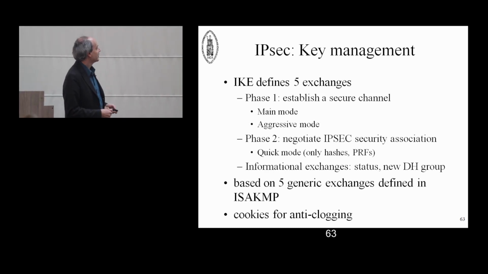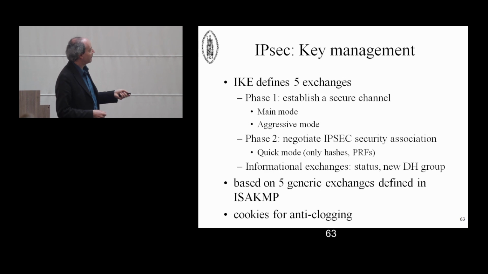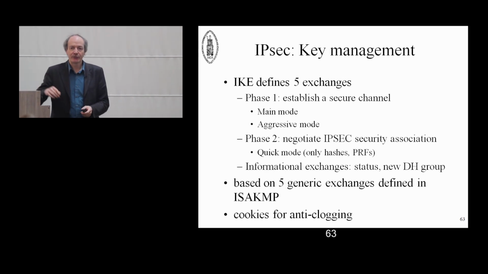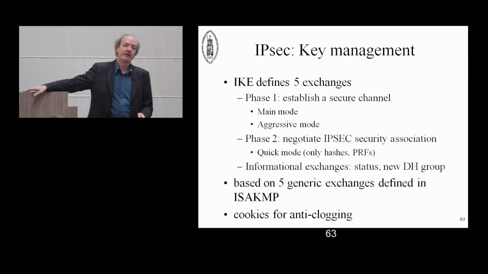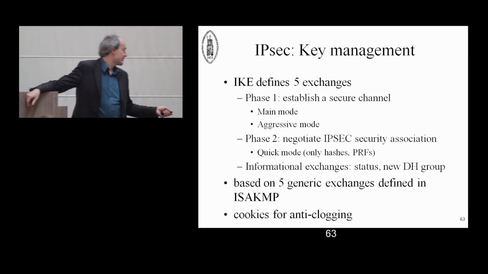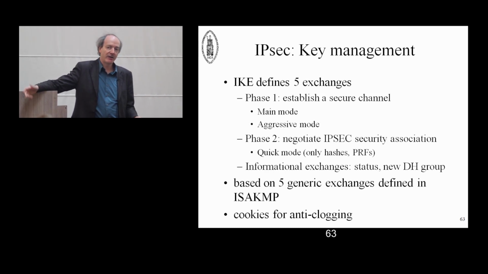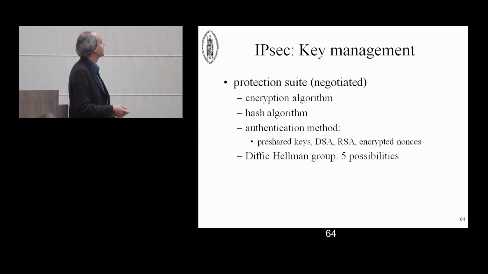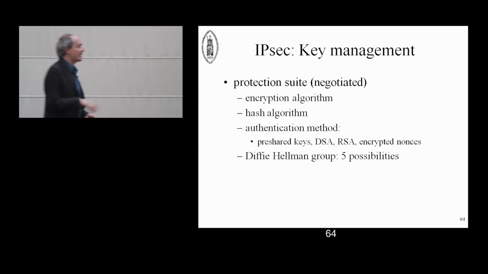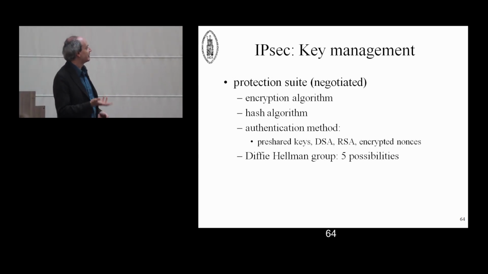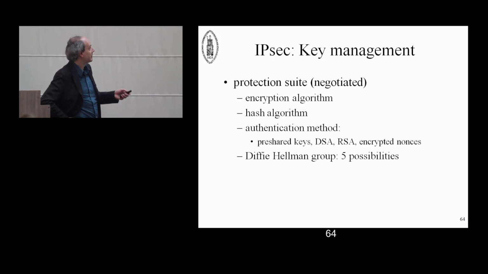Okay? And then, when they were almost done, around '96, '97, the first denial of service attacks started appearing. They quickly added a kind of cookie mechanism to stop denial of service attacks. So it's not very elegant; it was not conceived from the beginning. Okay? And so you negotiate the encryption algorithm, the hash algorithm, the authentication method, and they had 5 Diffie-Hellman groups at that time. They probably have more now.